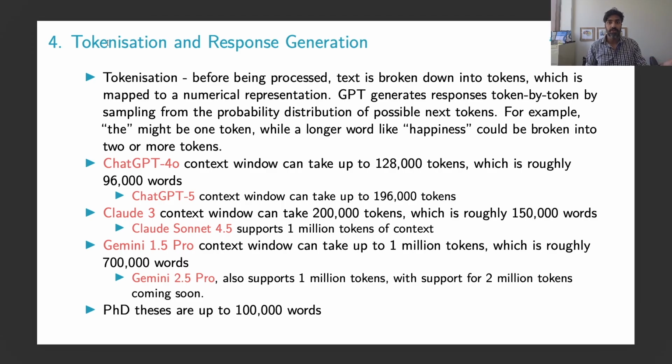Gemini, which is Google's one, used to take 1 million tokens, which is around 700,000 words. Now Gemini 2.5 Pro supports 1 million tokens, with support for 2 million tokens coming soon. And PhD theses are up to 100,000. So we can see already that you could embed a PhD thesis and start prompting questions, and then generate outputs from the PhD thesis. Whereas a few years ago that wasn't possible because the context window was much smaller. So the conversation it would forget, or you wouldn't be able to engage in that conversation. So this is really, really important when understanding how to use the models effectively.